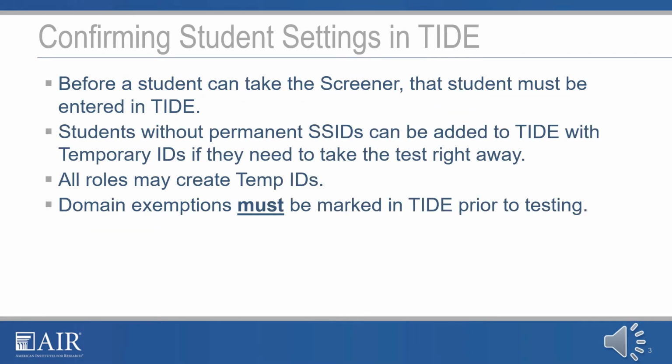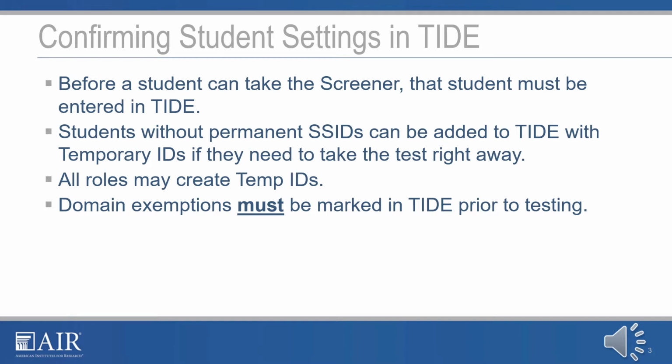This slide has been updated with Oregon-specific information. All students taking the screener must be added to TIDE in advance of being administered the screener. If your student is already listed with an SSID in TIDE, then they are ready to take the screener. Otherwise, they must be added. If the student does not yet have a permanent SSID and needs to take the screener immediately, then they must be added to TIDE manually using an automatically assigned temporary ID. In Oregon, all roles have permissions to create temp IDs.